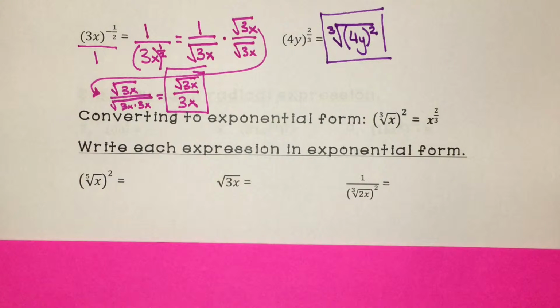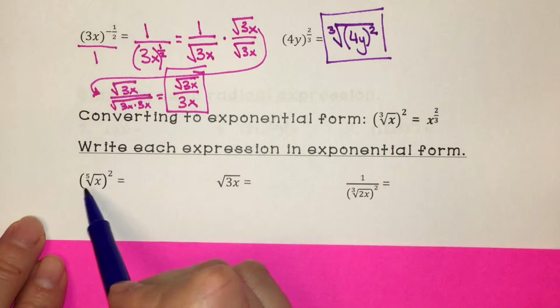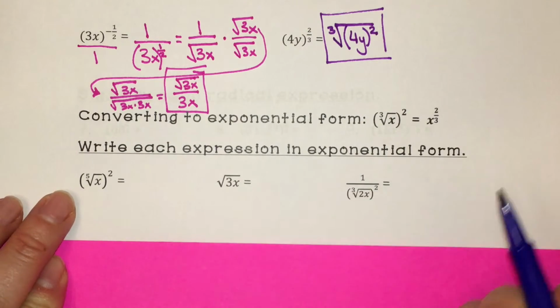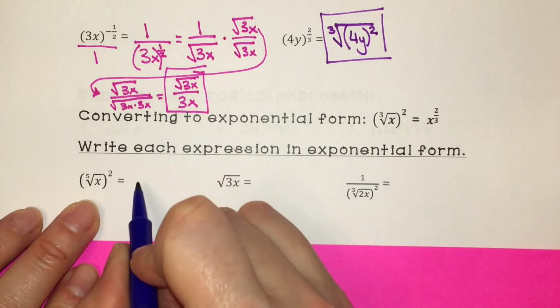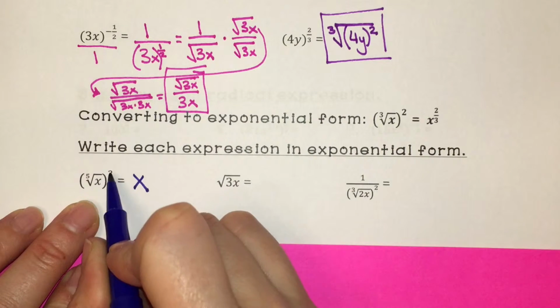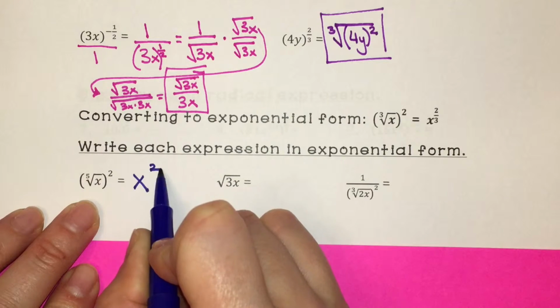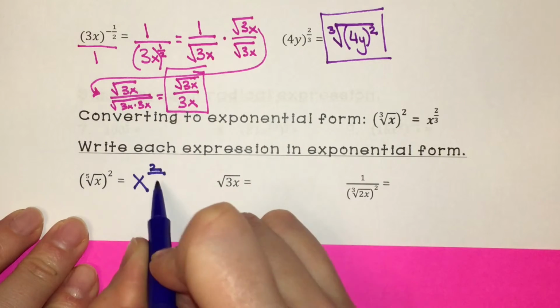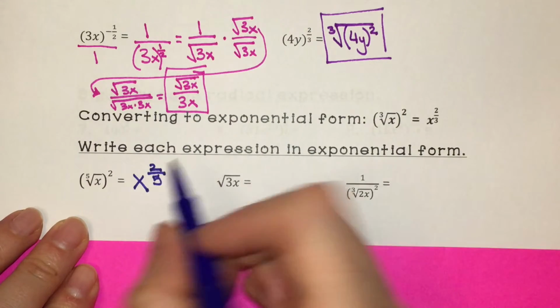So the fifth root of x raised to the power of 2. Well, because x is the only thing underneath the root, that's what we start with. It's raised to the power of 2, so that's on top. And it's the fifth root, so 5 goes in the denominator.